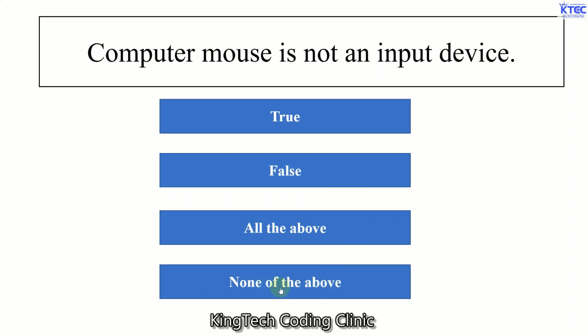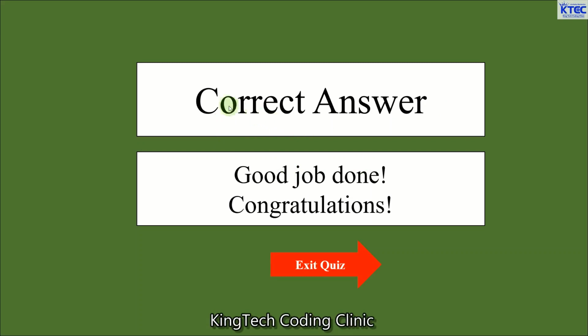So let's try choosing this. It says "Wrong answer, retry." We all know the mouse is an input device, so we say false. Once you get there, this is the last question. It says "Correct answer. Good job done, congratulations." Once I click on exit, it will just exit the game. It's going to be very simple and fun.